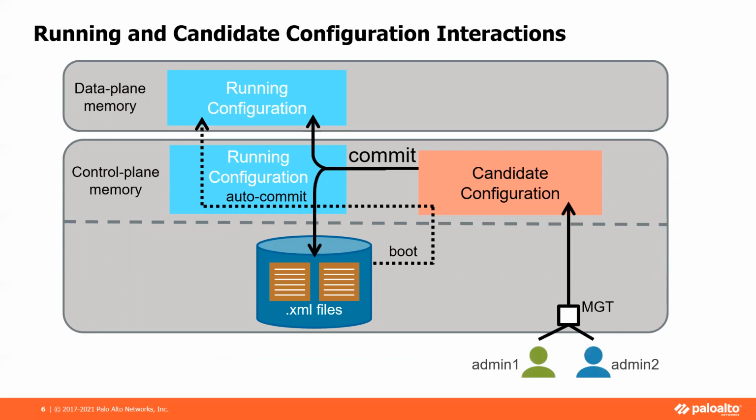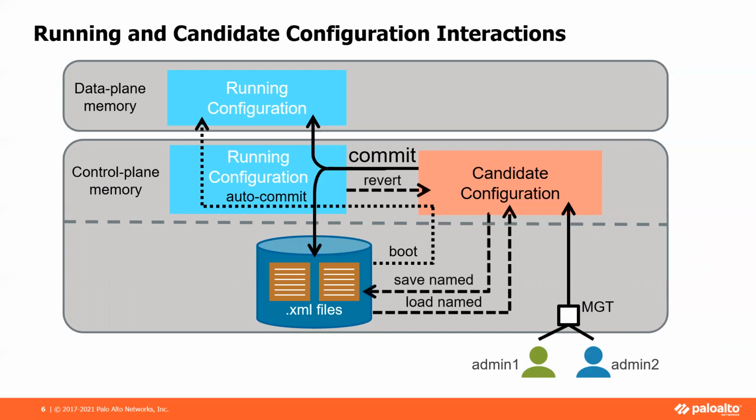That goes down to the control plane and gets stored as an XML file. It also gets shoved off to an auto commit out to the running configuration, which runs in the data plane. Notice that when we boot, it preloads back from the XML file to dump it into the running configuration.